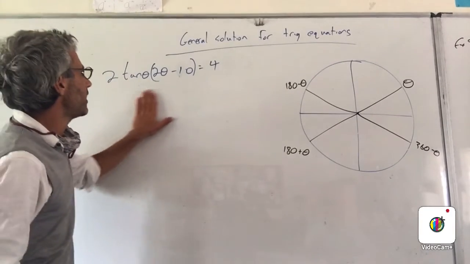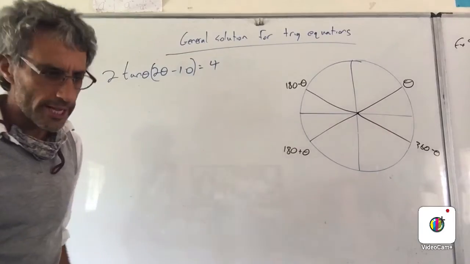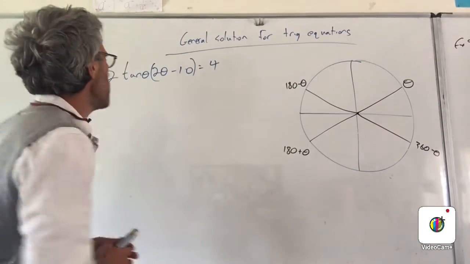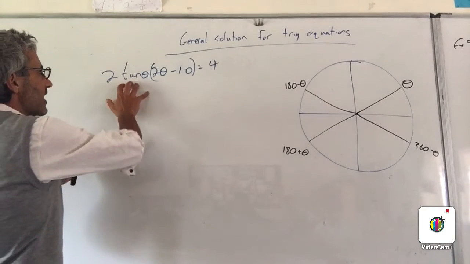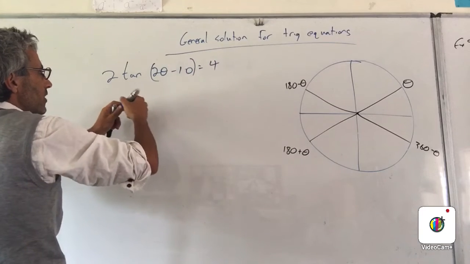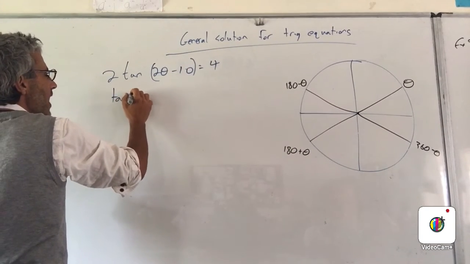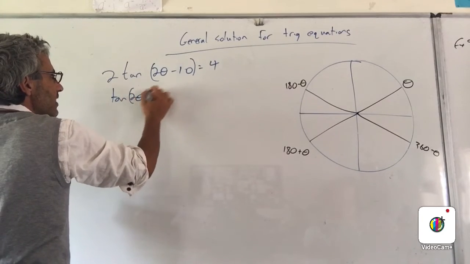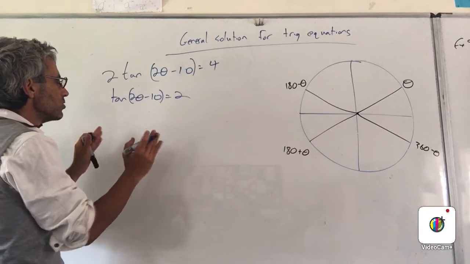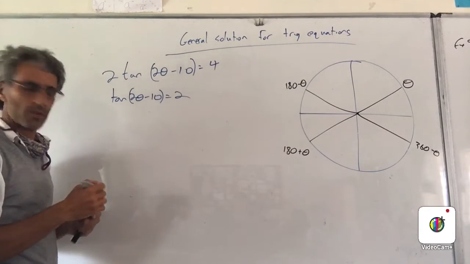Last bit, and definitely the most difficult question, but it is something we can do if we just stick to the procedure. So first of all, I want to have tan of this equal to something. How do I get rid of the 2? Divide by 2. So tan of (2 theta minus 10) equals 2. Now it's nice and normal. Now next thing I want to calculate is the reference angle.